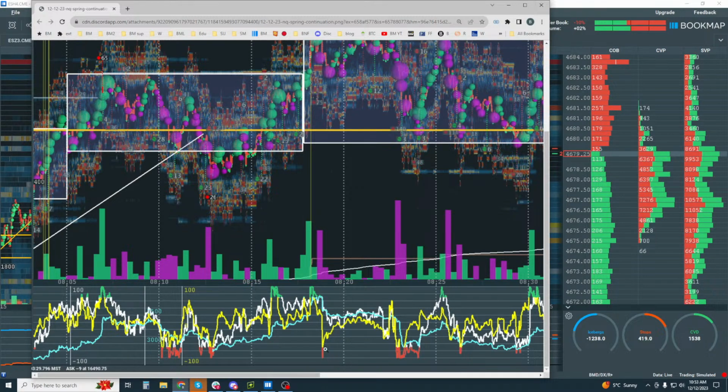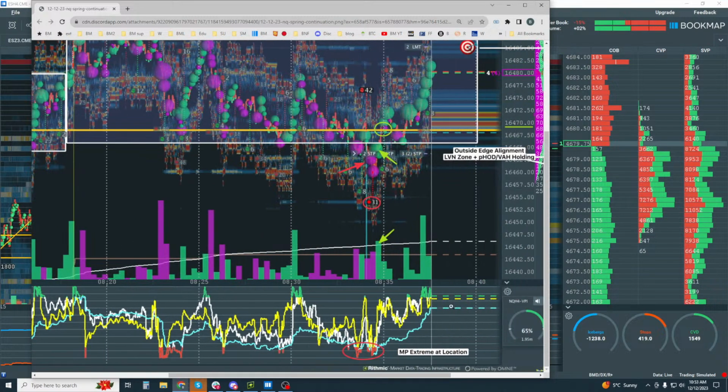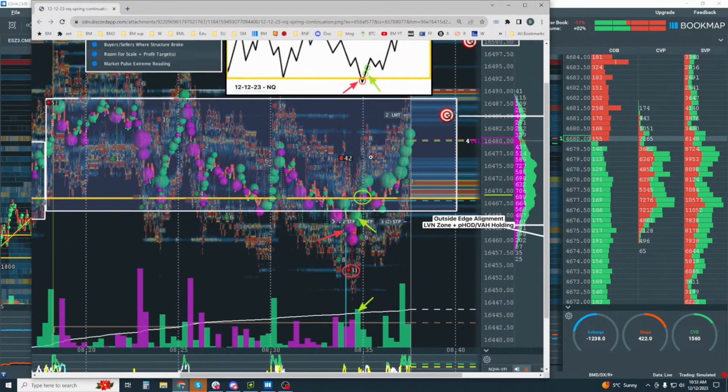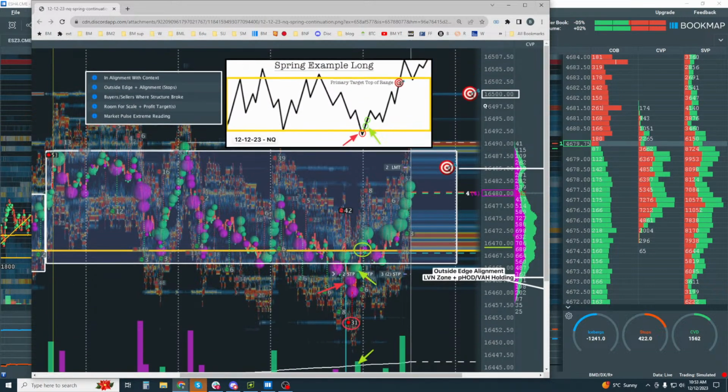Here's his move back down below, and let's see, market pulse extremes, nice. Okay, here's your move back down below the range. This is classic. This is where you're getting in, or maybe you got in here. No, this is usually where you're getting in, and then your target is up here and up here.